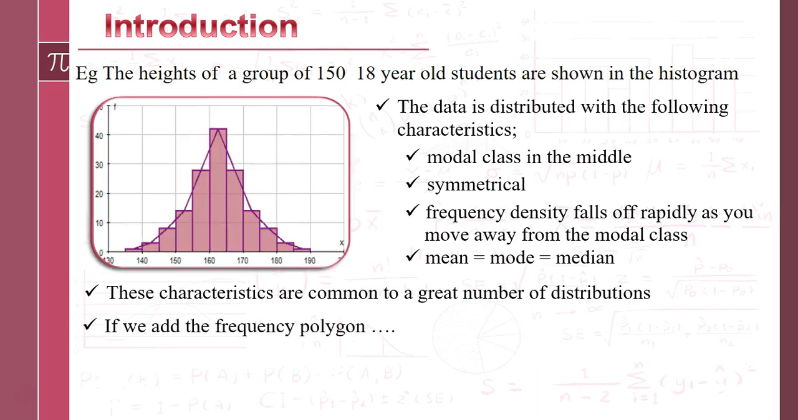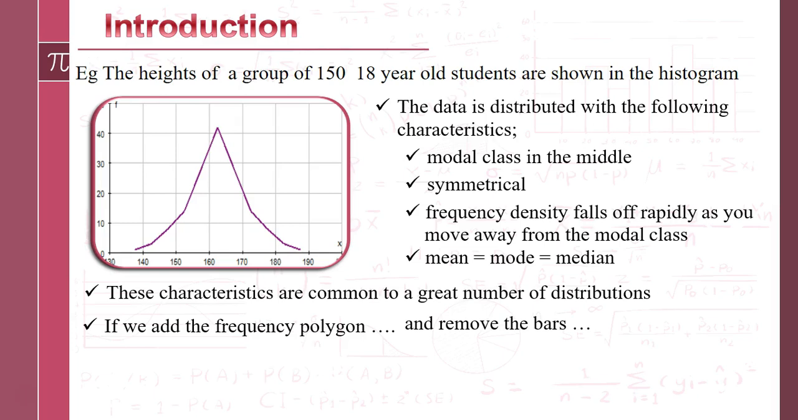Now, if we add on the frequency polygon, which is essentially the line that just joins the top of the bars, and now let's get rid of the bars, and there you go, you've got this, well, that's kind of pointy, but it just shows us the shape of the distribution.